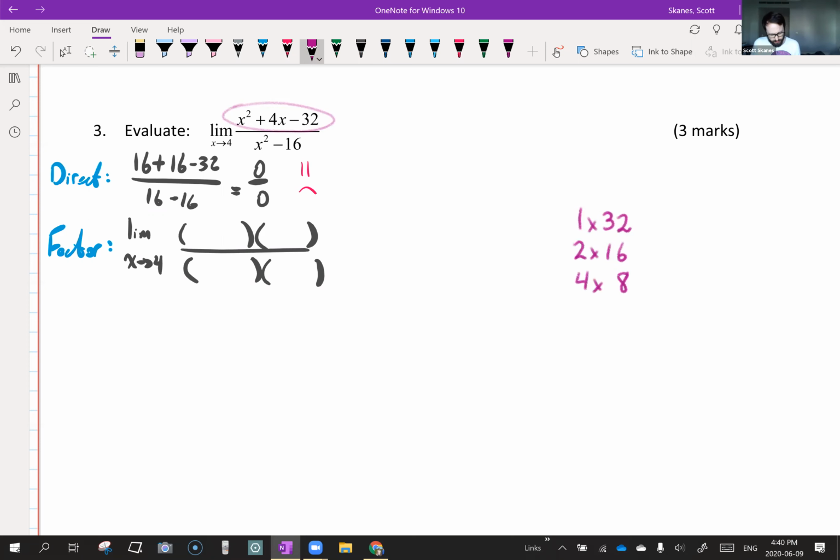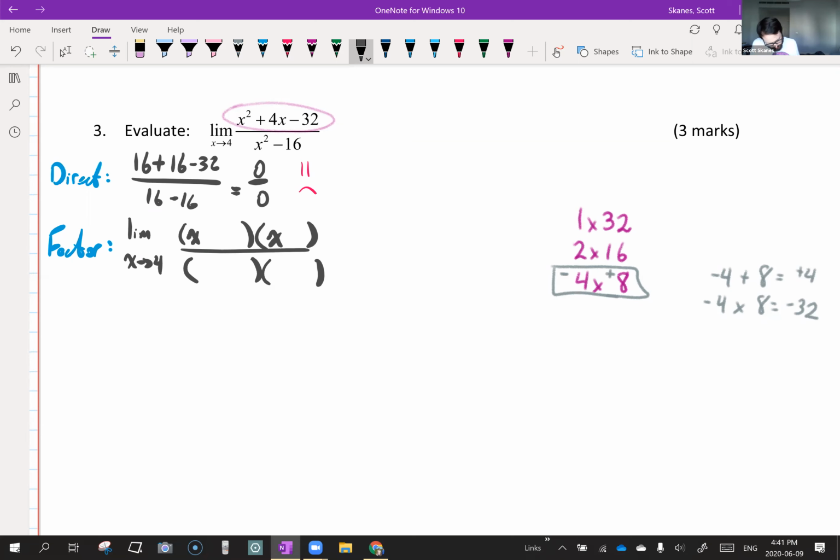And because the value is negative, one needs to be negative, one needs to be positive, and they need to add to what looks like positive 4. So this needs to be positive 8 and negative 4. It's because negative 4 plus 8 is positive 4. And negative 4 times 8 is negative 32. I don't normally review that, but just be careful.